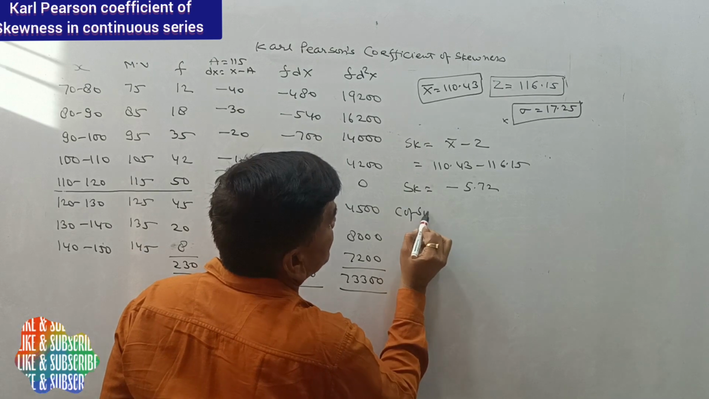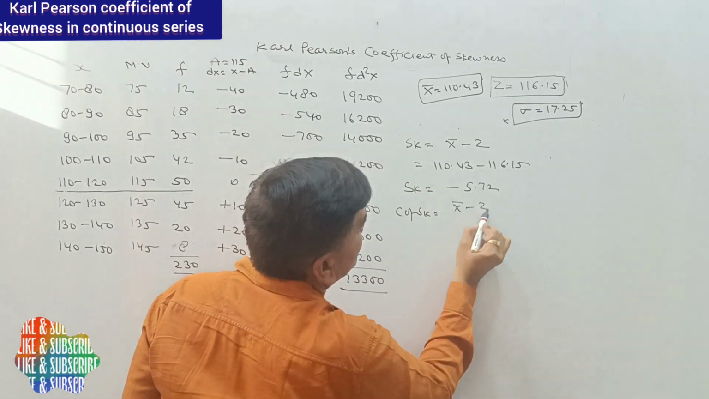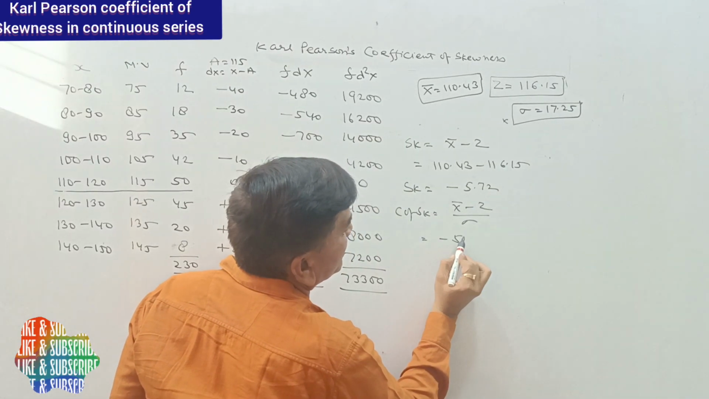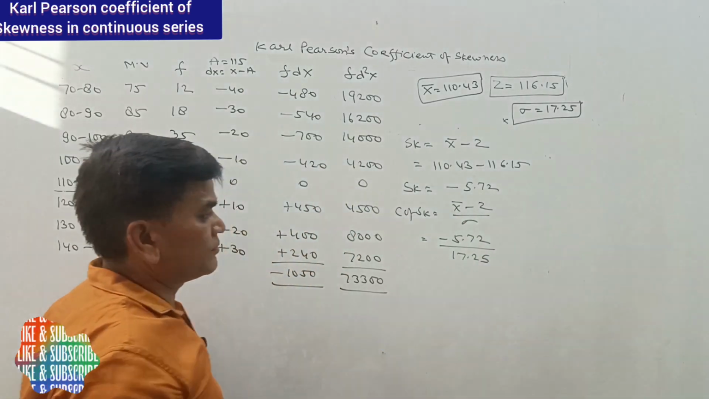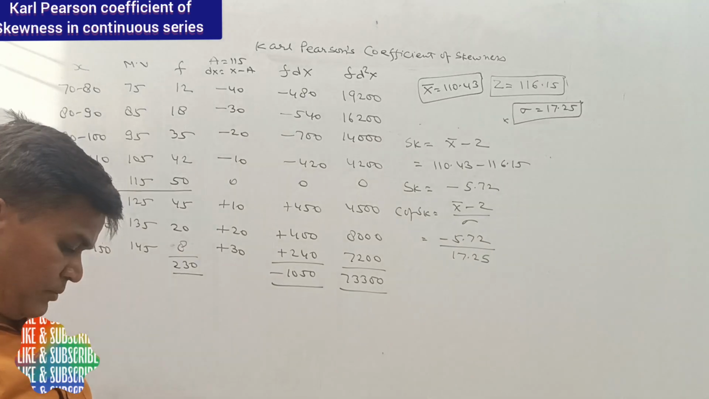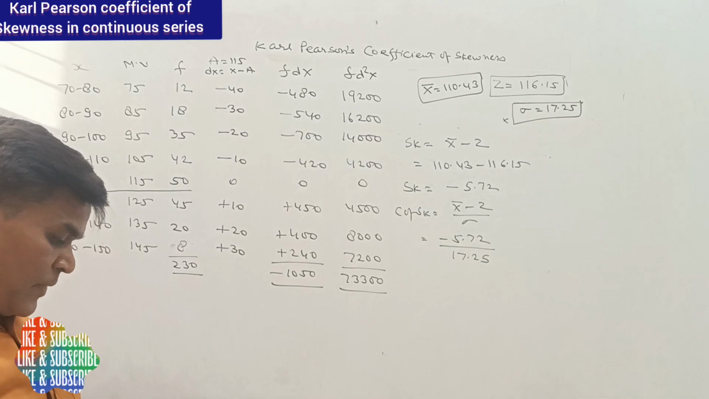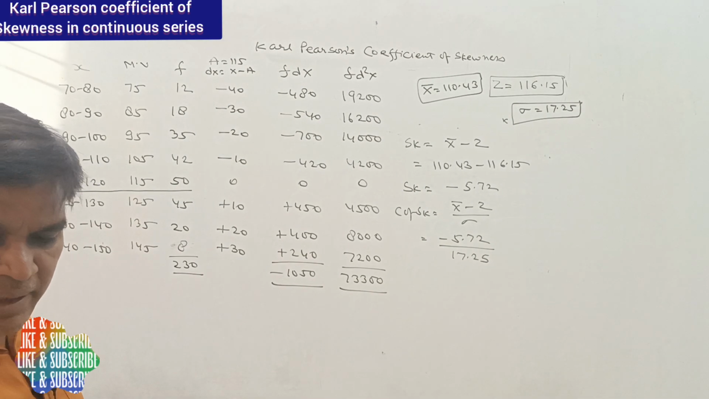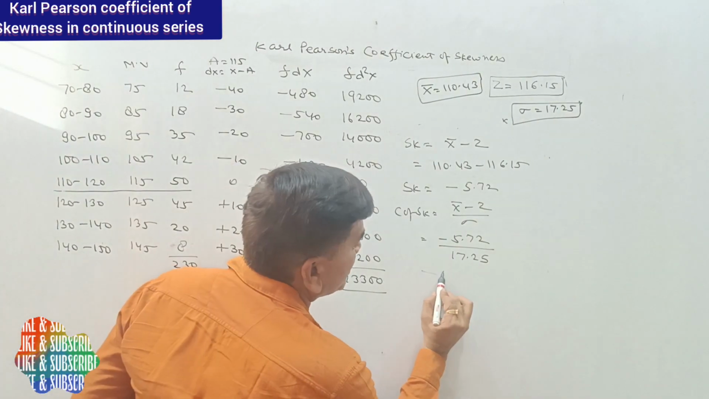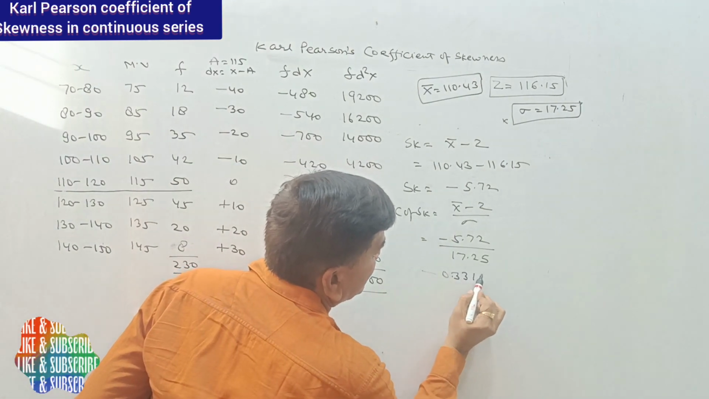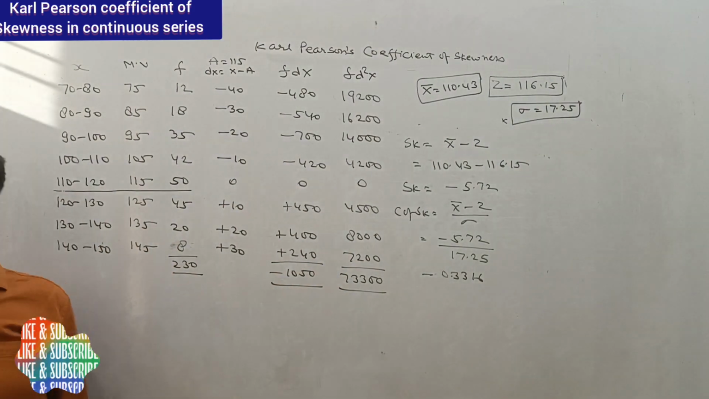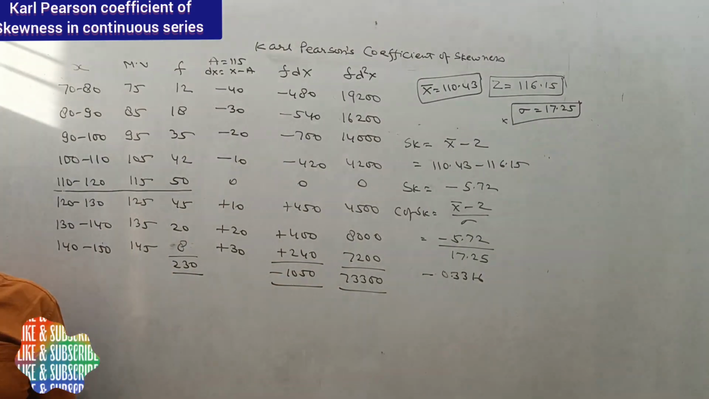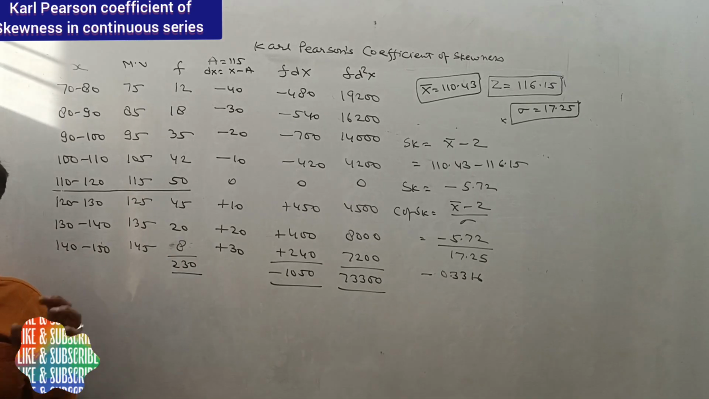Coefficient of skewness, that is x bar minus z upon standard deviation: minus 5.72 divided by 17.25, which is minus 0.3316. So with the help of this, we have calculated the Karl-Pearson coefficient of skewness in the case of a continuous series.